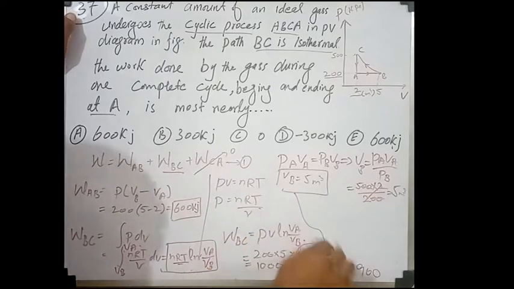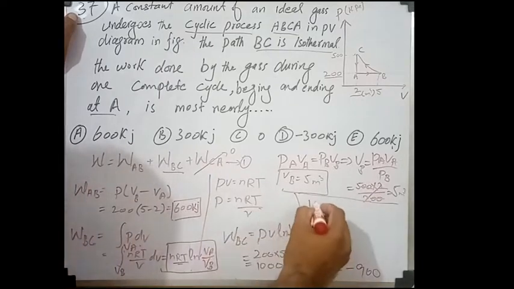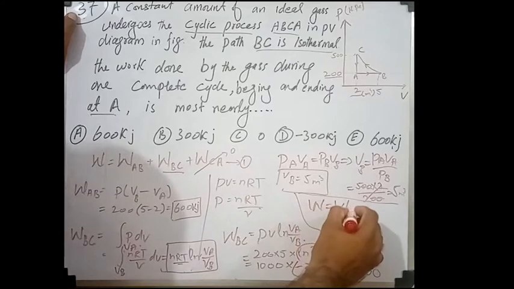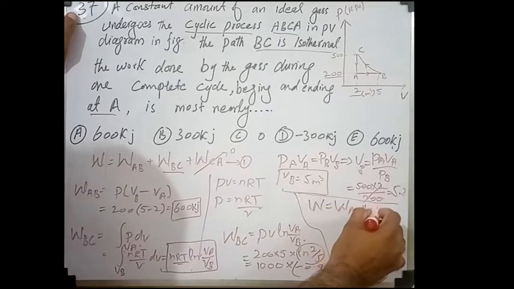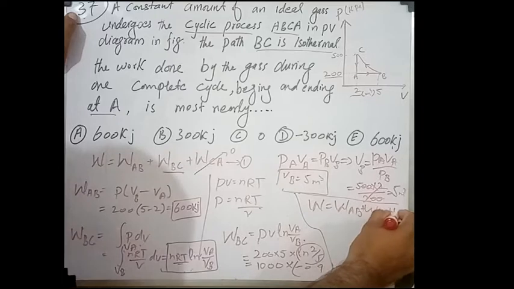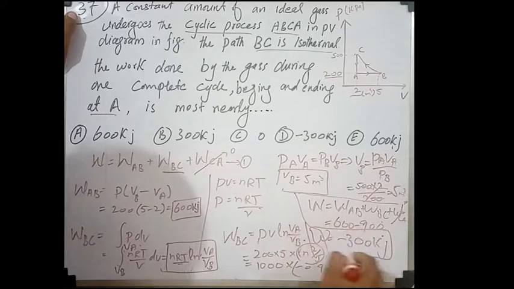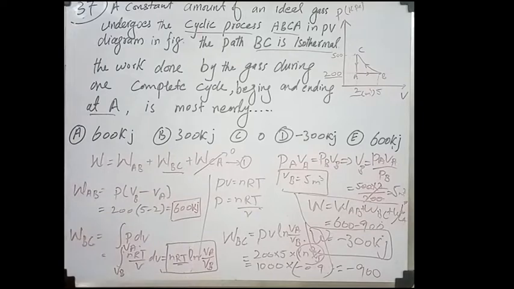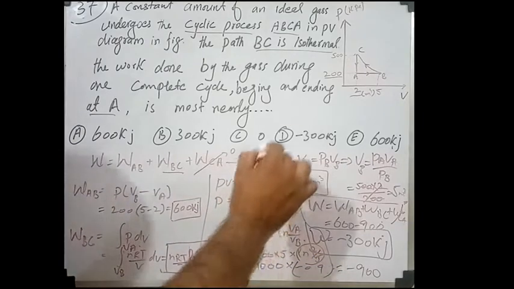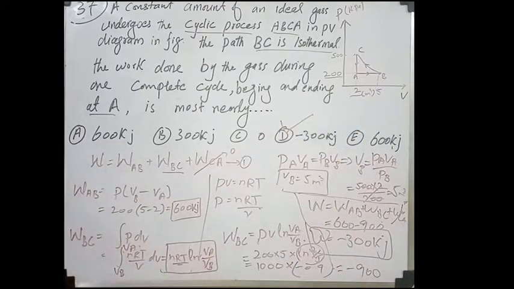So the total work done according to equation 1 is equal to work done from A to B plus work done from B to C plus work done from C to A. This is 0, so this is 600 minus 900, equal to minus 300 kilojoule. So the work done in this whole cyclic process is approximately equal to minus 300 kilojoule. So option D is the right option in this problem.